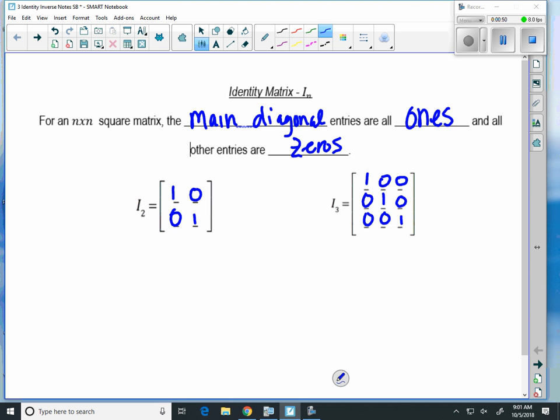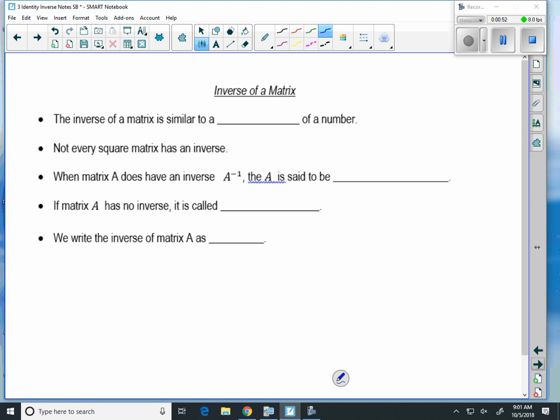Okay, let's talk about properties of inverse of a matrix. So the inverse of a matrix is kind of similar to the negative of a number. It's kind of just taking the opposite in a way. Okay, for us to take an inverse, the matrix has to be square.